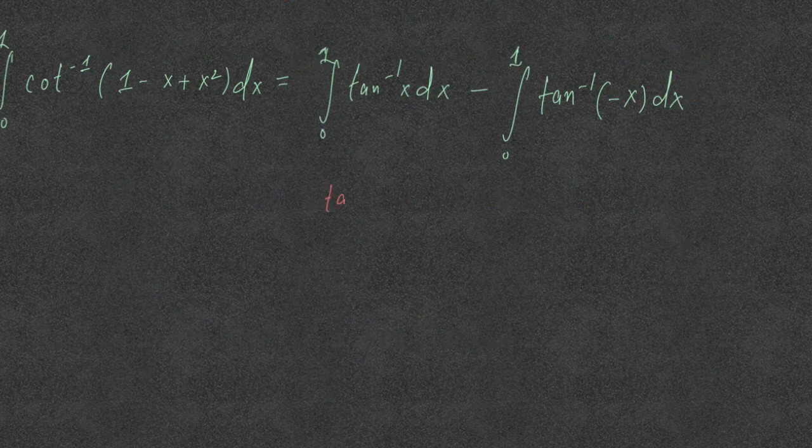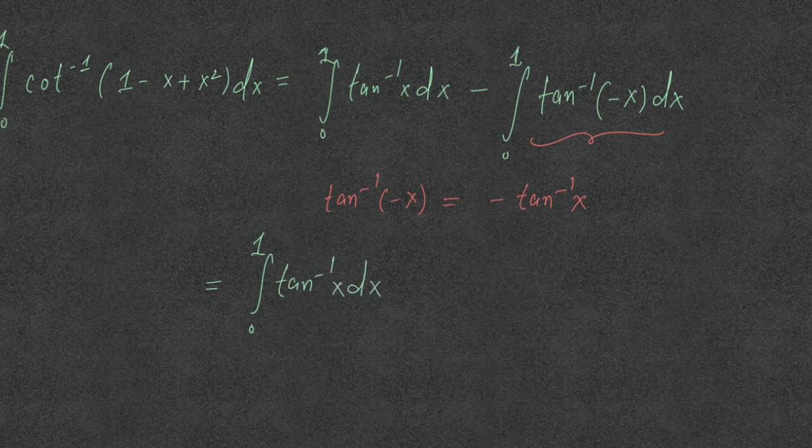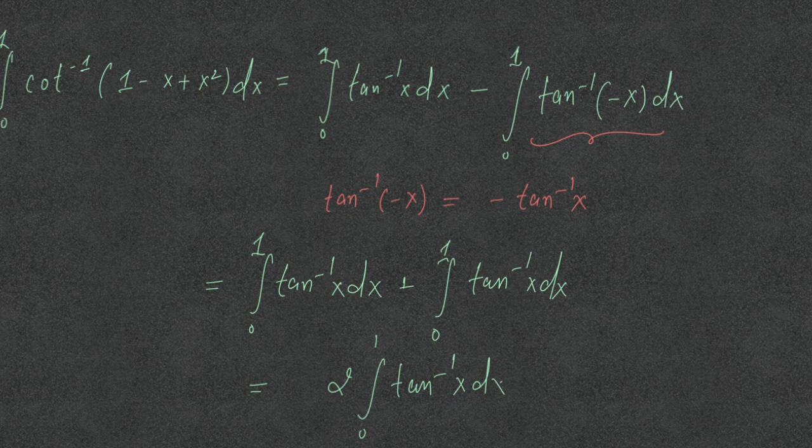Now using this property, tan inverse of minus x becomes minus tan inverse of x, here in this integral we get 0 to 1 integral tan inverse of x dx, minus comes outside, so minus minus plus 0 to 1 tan inverse of x dx, and this finally becomes 2 times integral 0 to 1 tan inverse of x dx.